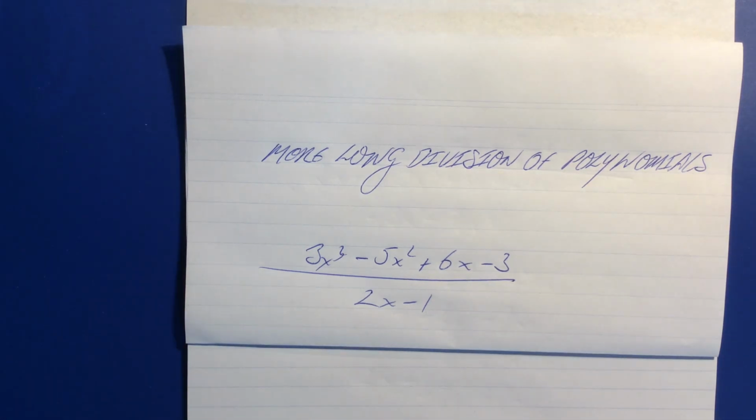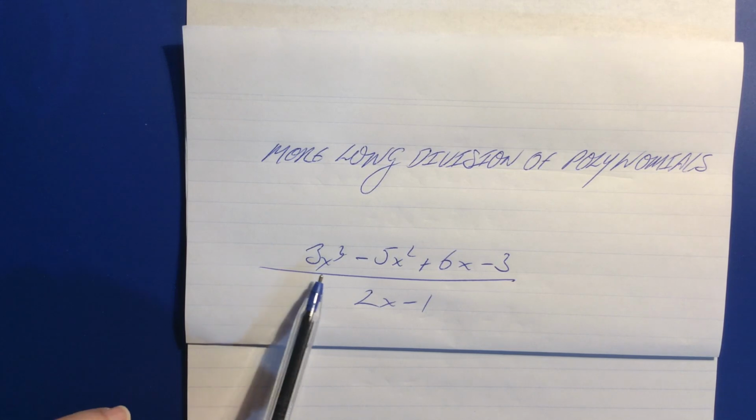It's been a while since I did any long division of polynomials for this channel, so I thought I'd put out another video on this. I chose a particularly awkward one to do. When I say chose, I made this up. I think that this is going to have a remainder. I do not know because I haven't done it. You're going to see me do this as I talk my way through it.